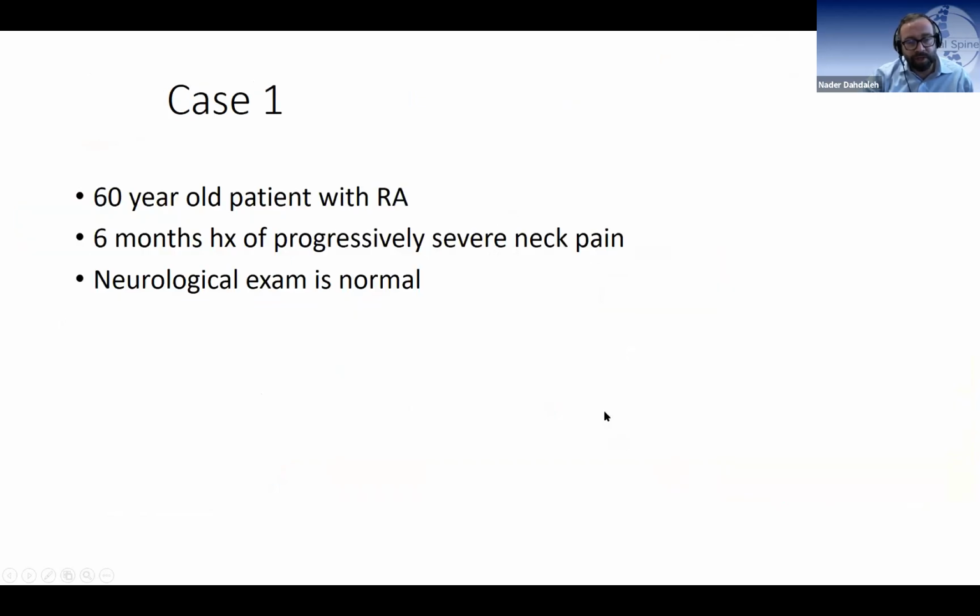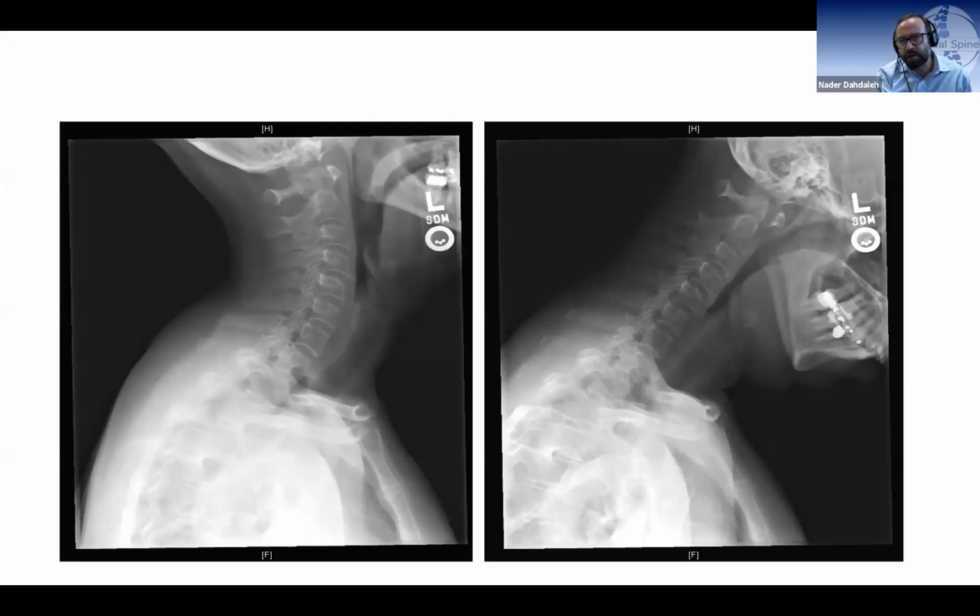Now let's start with some cases. We can engage the participants now because we're a case-based conference. This is a 60-year-old woman with rheumatoid arthritis, a case that is usually presented in oral boards. She presented with a 6-month history of neck pain, mainly upper neck pain with neck movements, neurologically normal. And that's her x-ray. So what do you see here?